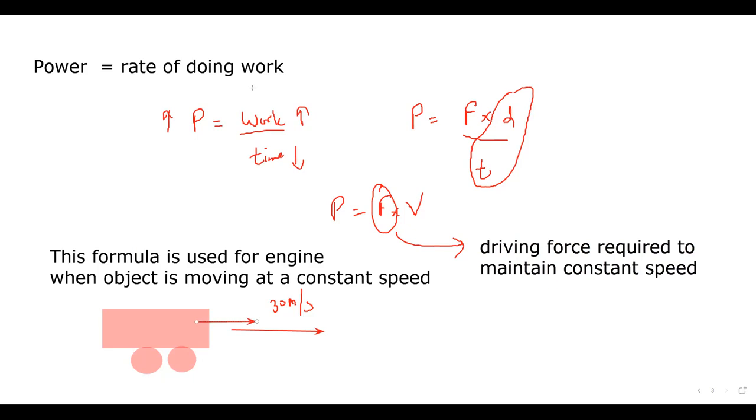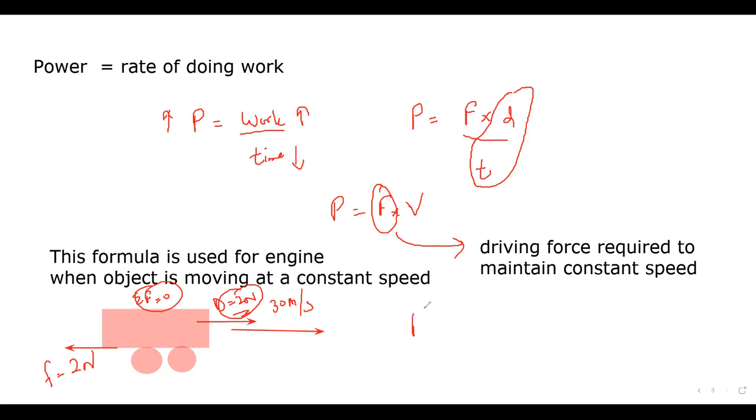a constant speed. For example, if the frictional force is 2 Newton, how much should the driving force be? The driving force should be equal to the frictional force because we don't want any resultant force. So the driving force which is needed to maintain a constant speed is this value F.